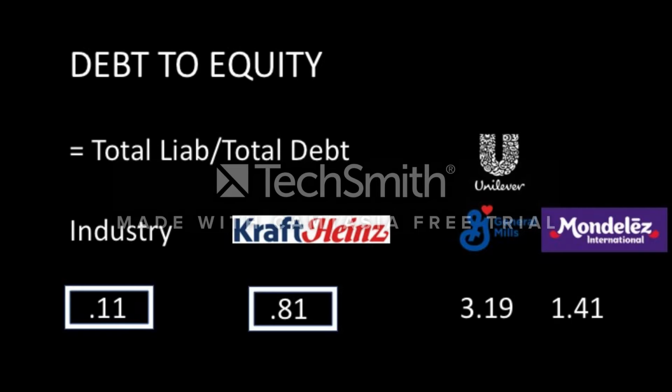In comparison to our direct competitors of Unilever, General Mills, and Mondelez, our ratio is substantially lower. This could be contributed to our cost-cutting strategies. It means that Kraft Heinz does a good job using their capital to finance assets.